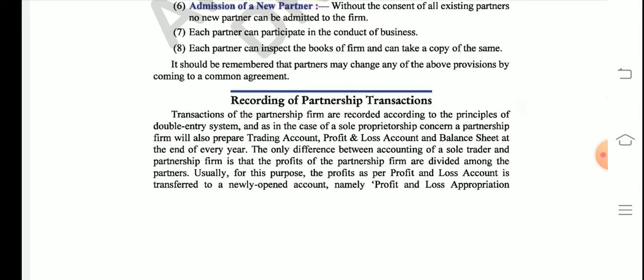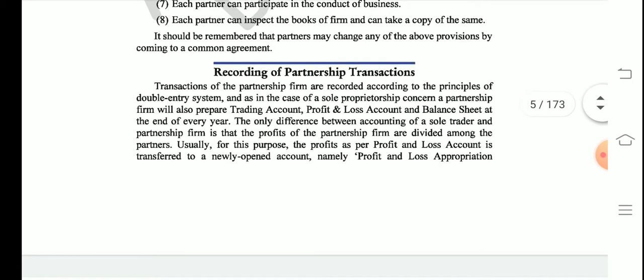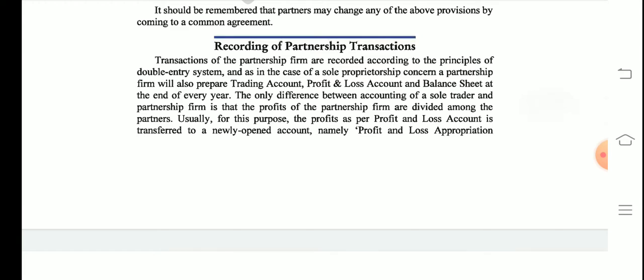Recording of partnership transactions. Students, in class 11th you had studied about sole proprietorship, so you already know that a sole proprietorship usually prepares journal, ledger, trial balance, does the rectification work, prepares bills of exchange, and prepares three important financial statements. The first one is the trading account, the second one is the profit and loss account, and the third one is the balance sheet. So students, keeping this in mind, I'll further elaborate about the partnership accounts.